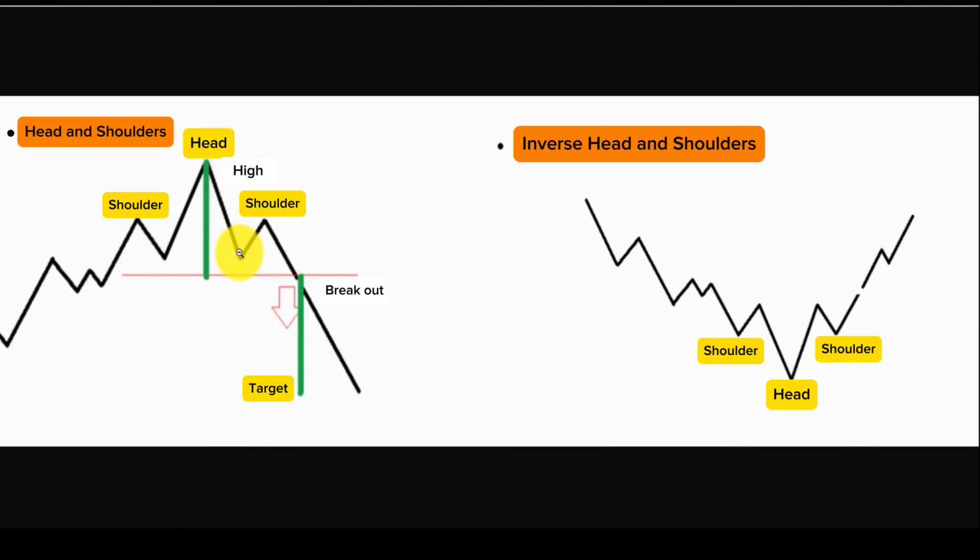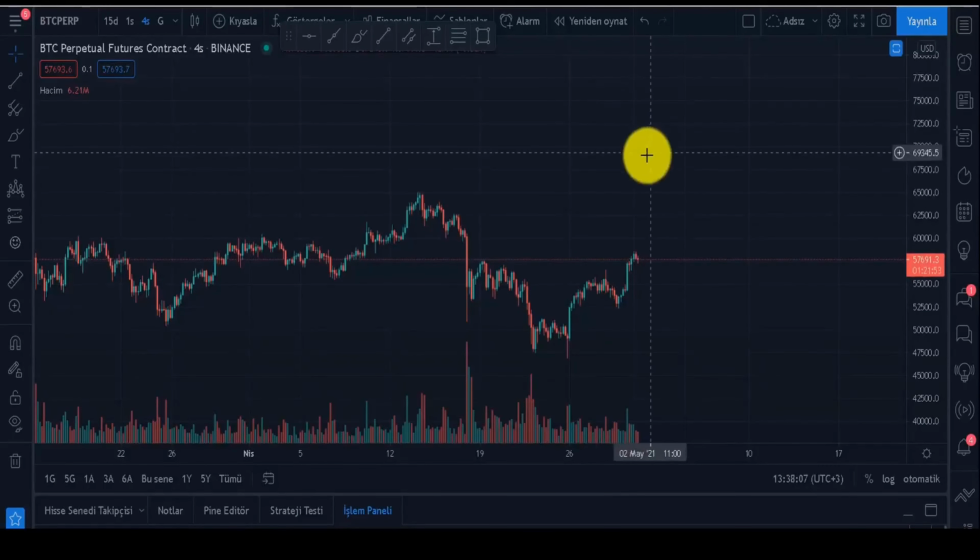Now this formation resembles a human figure, with the head and shoulders representing a person's head and shoulders. You can think of it like that. When the formation occurs, to the depth of the head, and a breakout happens, the target becomes equal to the depth of the head. The same applies to the inverse head and shoulders. Let's show it live, right here.